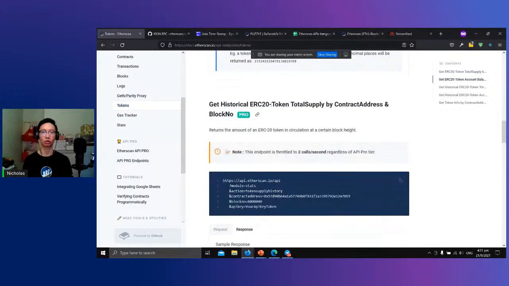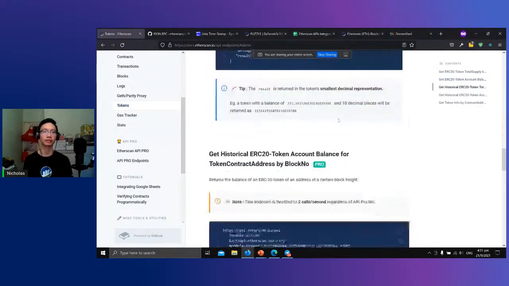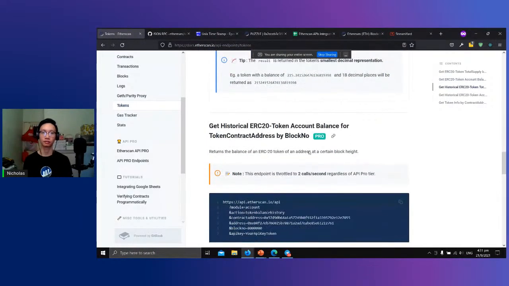And of course, we have the historical token balance. Like I said, this would be useful if you wanted to know how much USDT balance you had in the past, or for any other token that you've had. Similarly here.